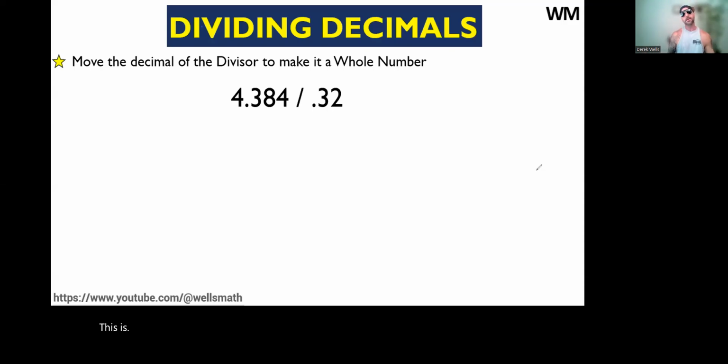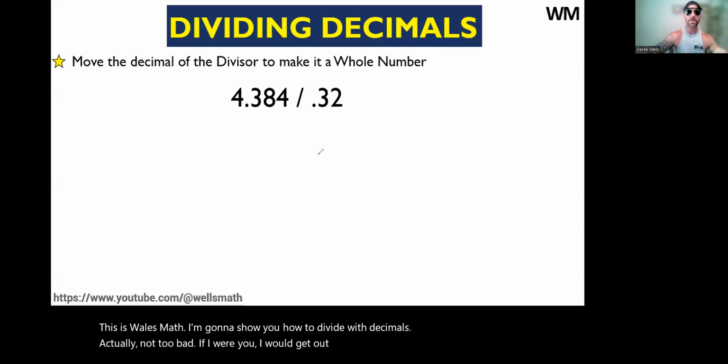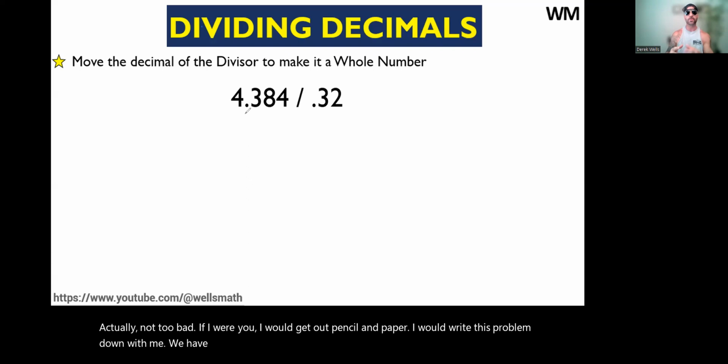This is Wells Math. I'm going to show you how to divide with decimals. Actually, not too bad. If I were you, I would get out pencil and paper. I would write this problem down with me. We have 4.384 divided by 0.32.